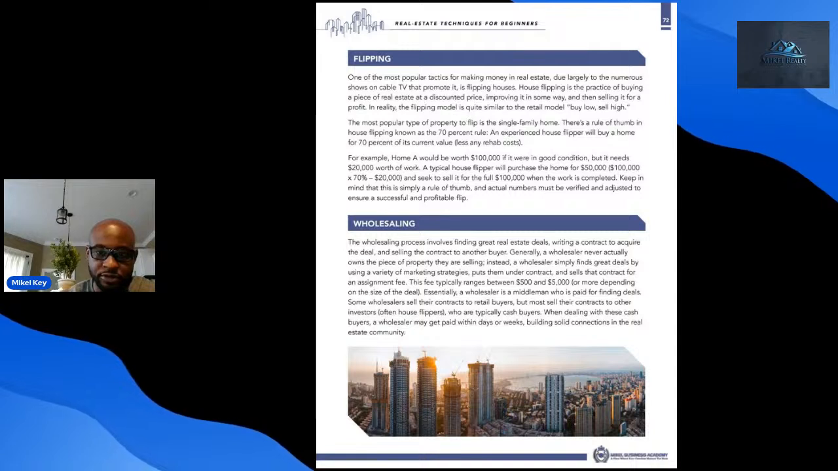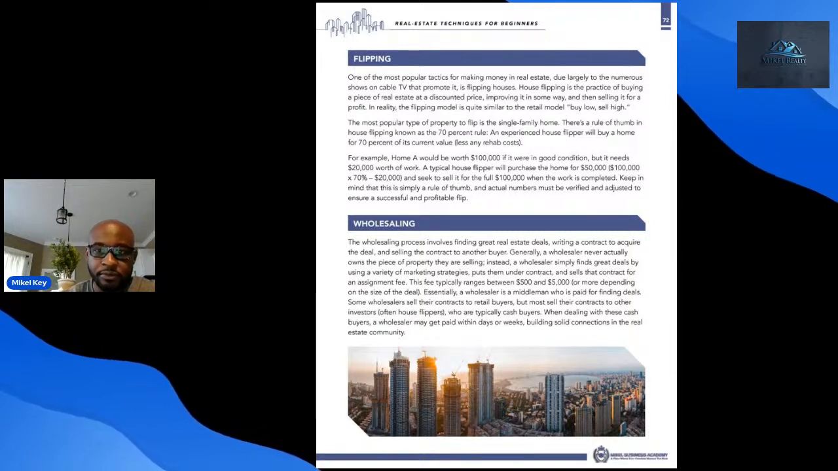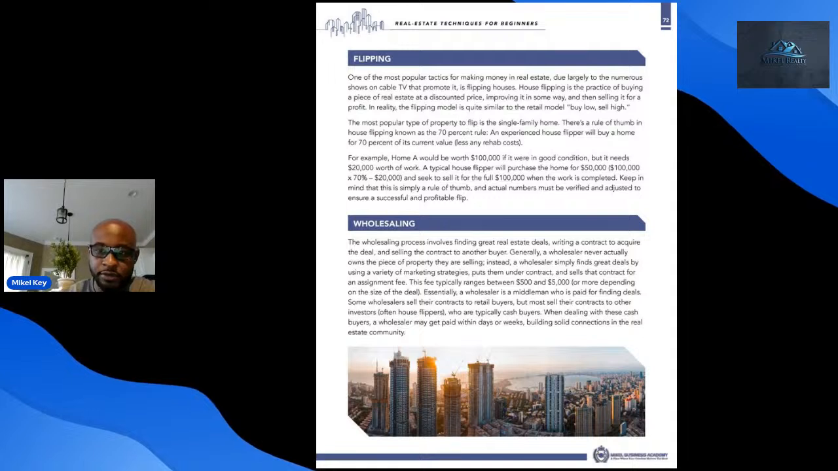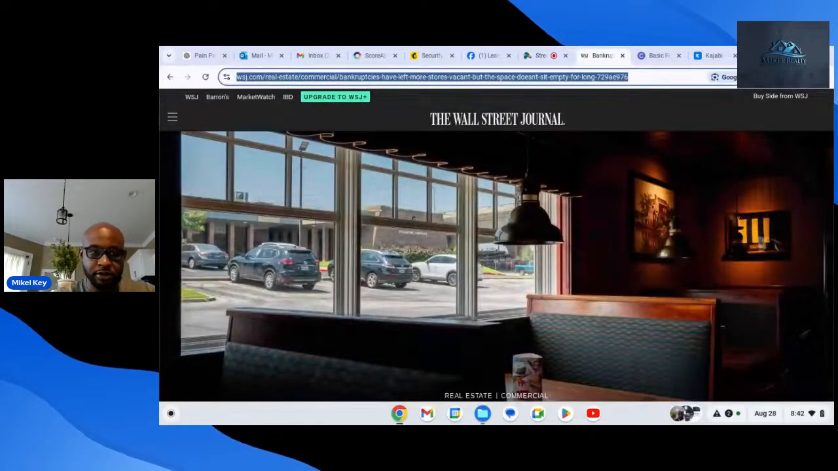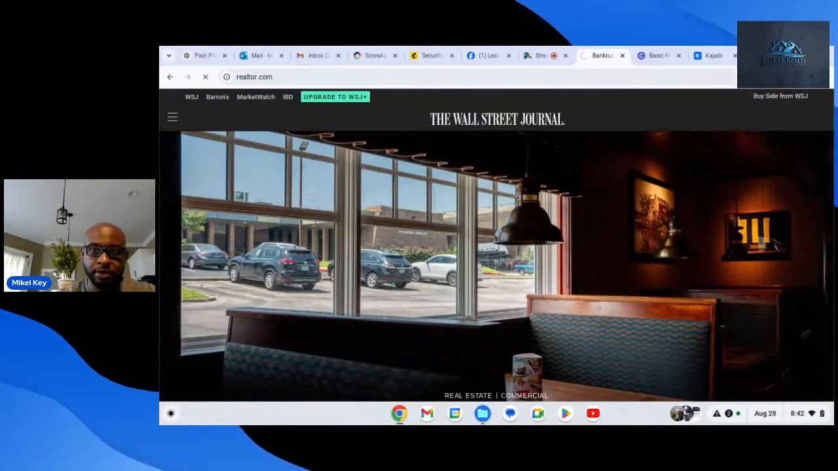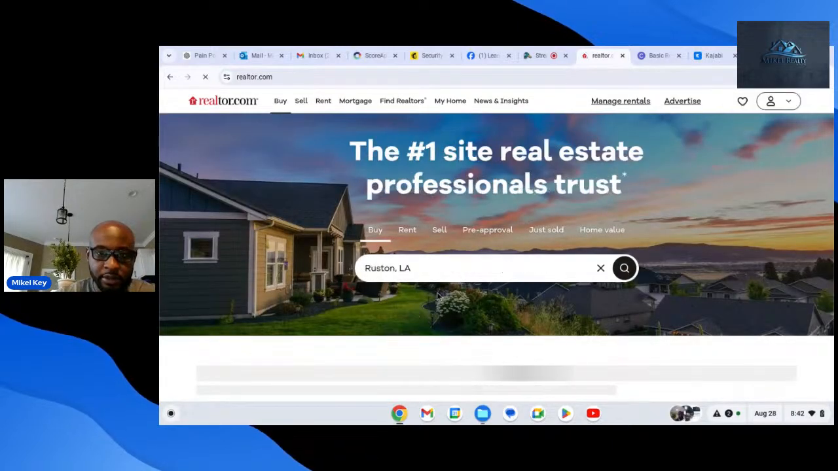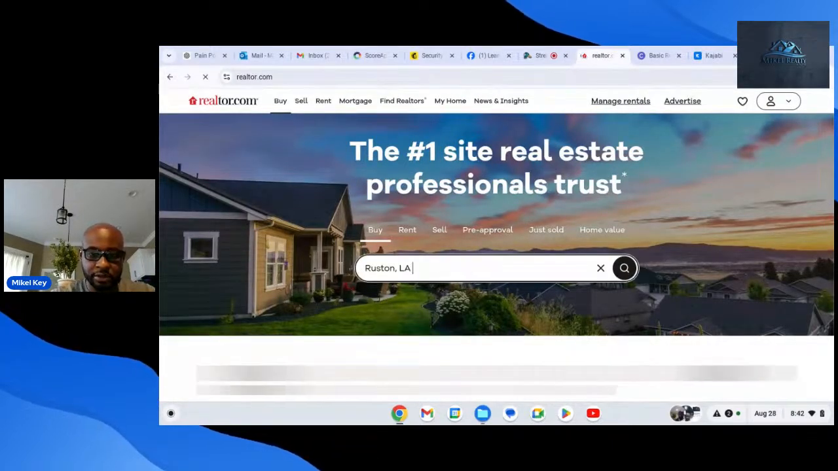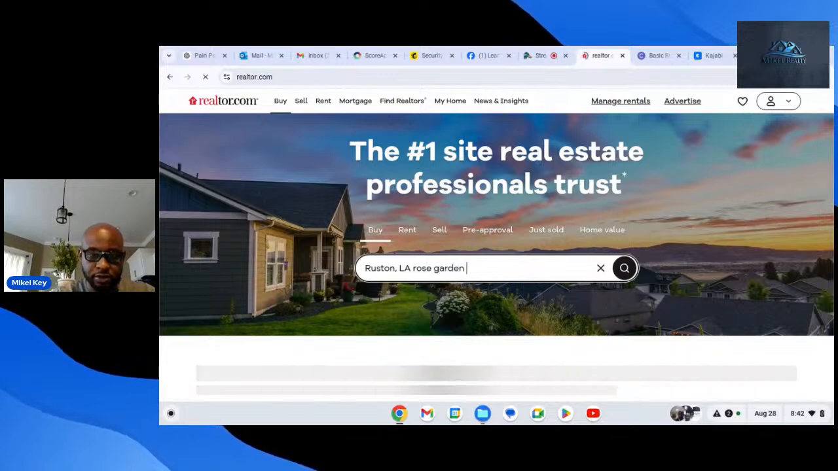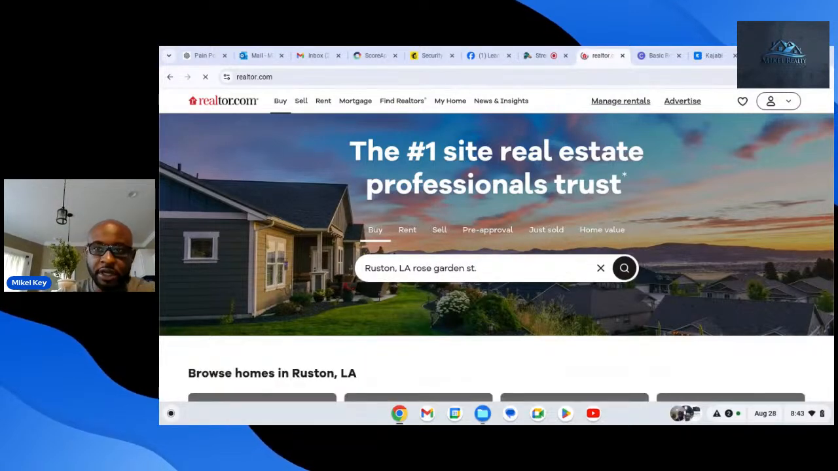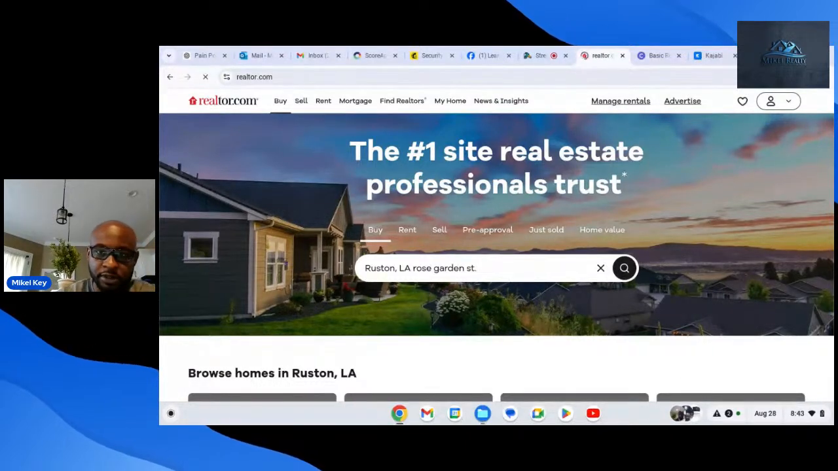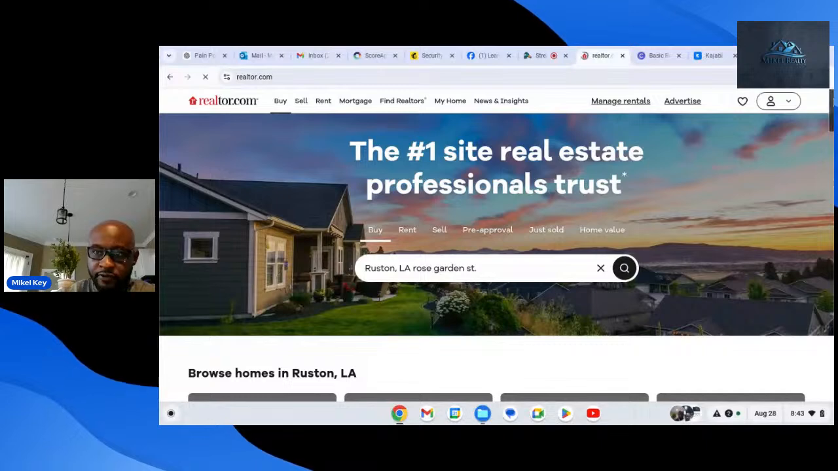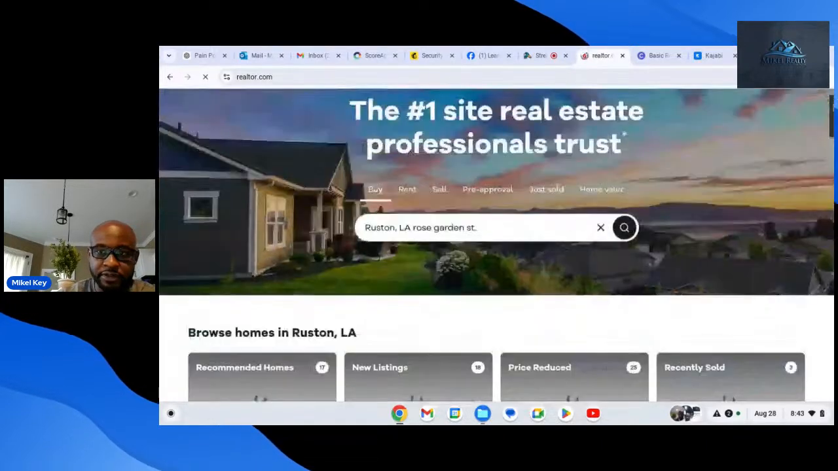So I'm going to share my screen with you. What we're going to do is play around with the after repair value real quick. So let's go to realtor.com. I'm going to take Ruston, Louisiana, and let's go to Rose Garden Street, the street that I live on. I want to try and look for some properties that have recently sold.